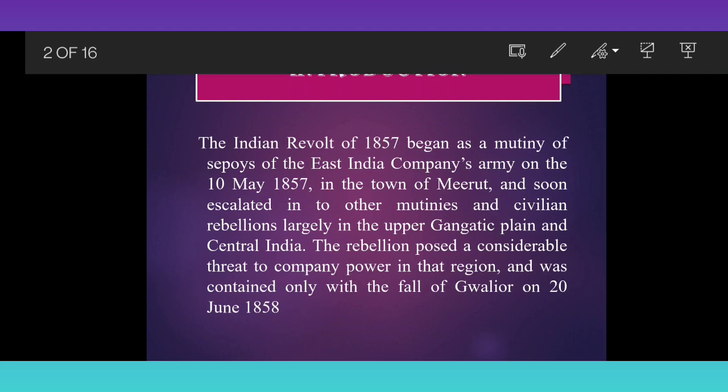From there, this revolt or mutiny spread all over the northern part and central part of the country, and then it became a revolt. That is what we have to learn in this chapter. It starts on 10th May 1857 in the town of Meerut, and soon escalated into other mutinies and civilian rebellions, largely in the upper Gangetic plain and central India. So this way it spread, but the center was Meerut. The Barrackpore regiment was the reason.